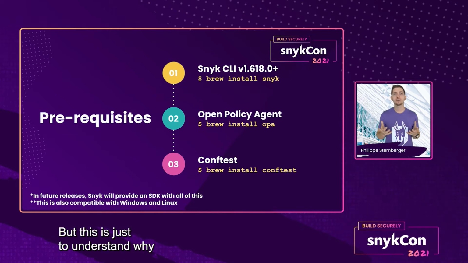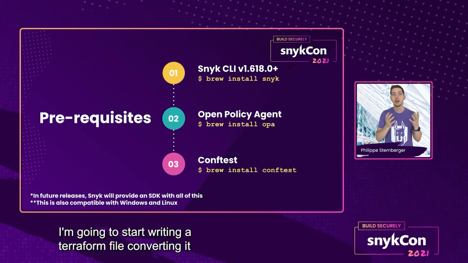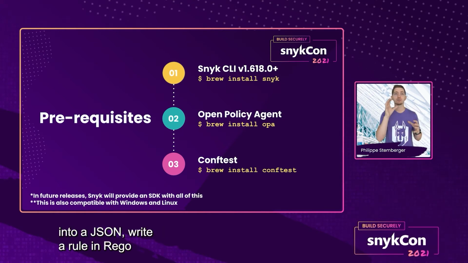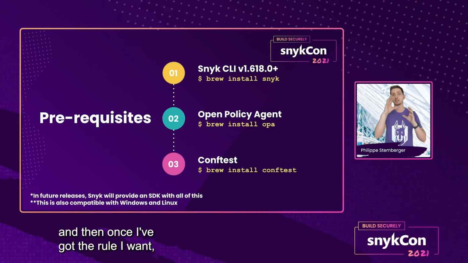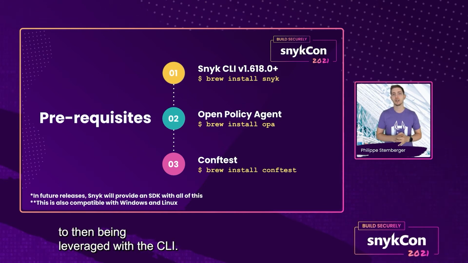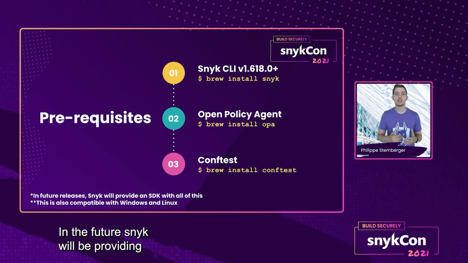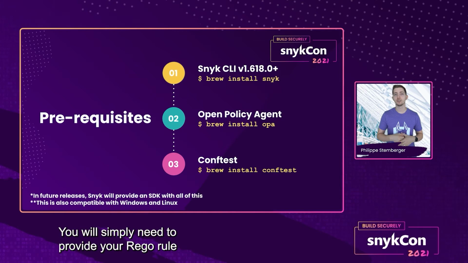But this is just to understand why we need all of those things, and why, in a second, I'm going to start writing a Terraform file, converting it into a JSON, write a rule in Rego to apply on that JSON to validate it, and then once I've got the rule I want, convert that rule into a WebAssembly bundle to then be leveraged with the CLI. In the future, Snyk will be providing an SDK that will take care of everything for you. You will simply need to provide your Rego rule, and then Snyk will take care of everything else.